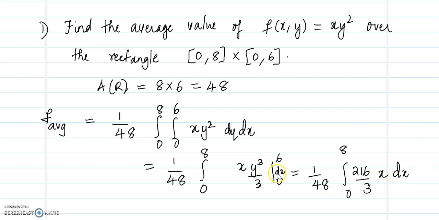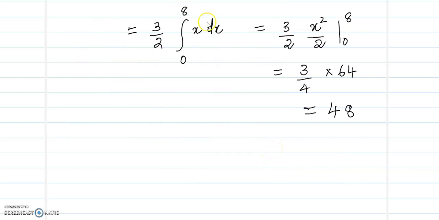Now again we have to integrate with respect to x. Taking the constants outside and simplifying, we will get 3 by 2 integral 0 to 8 of x dx. Again the integral is x square by 2. Apply the limits from 0 to 8. So on simplifying we will get the average value to be 48. So with this we have come to the end of our course.